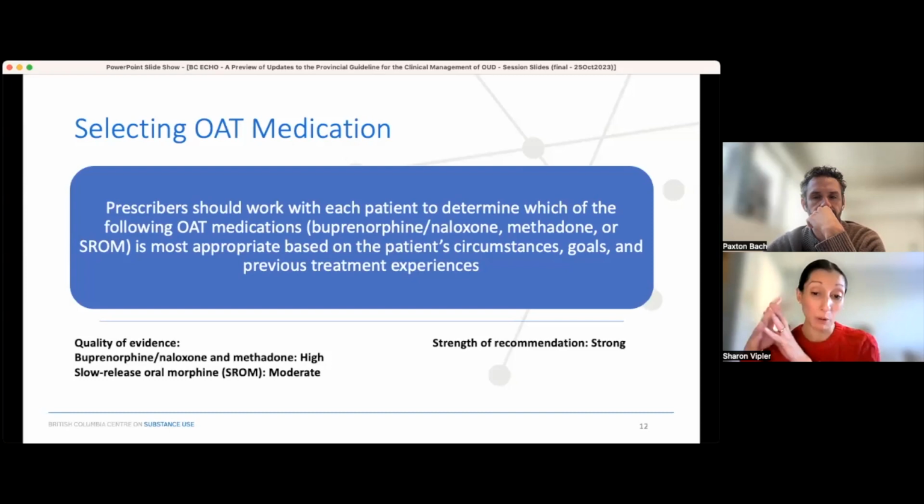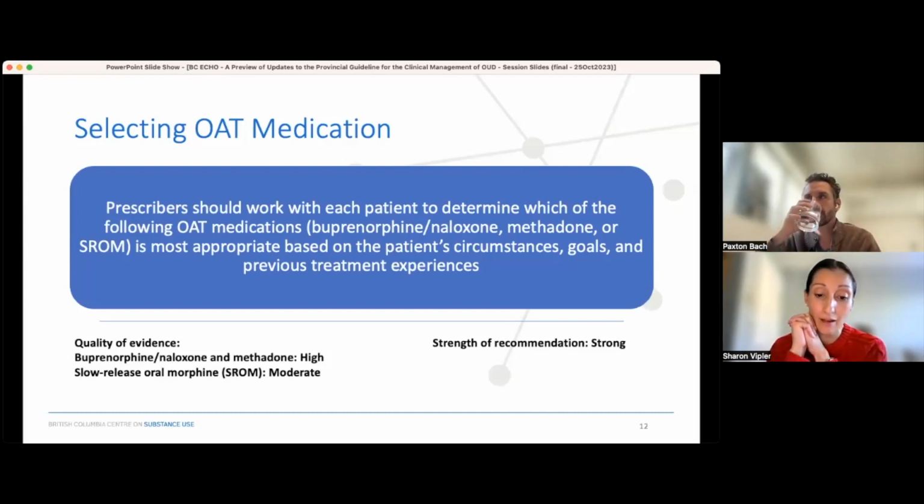So this is a key departure actually from the 2017 guideline, which recommended that buprenorphine be considered the preferred first line option, while slow release oral morphine in that guideline was introduced as an alternative specialist-led option that really was considered after both buprenorphine and methadone had been trialed without success.